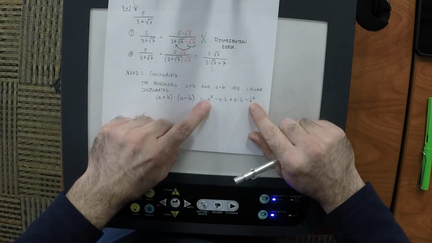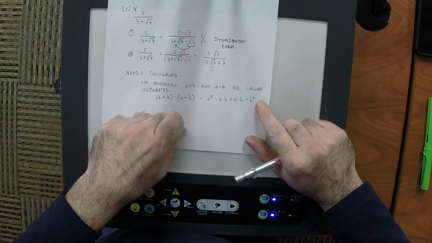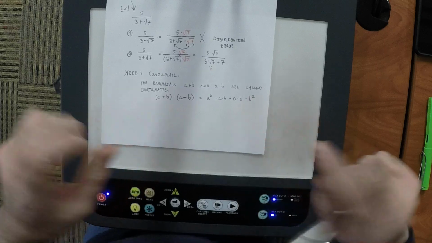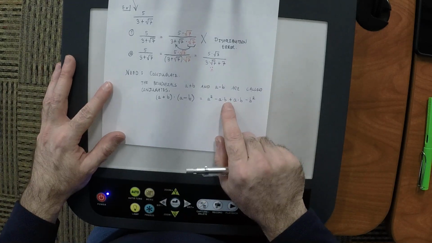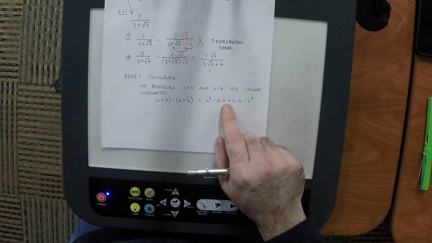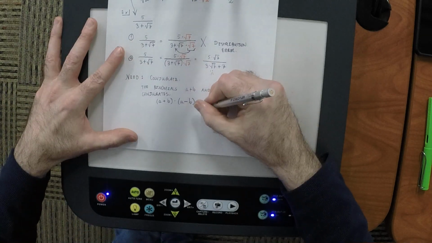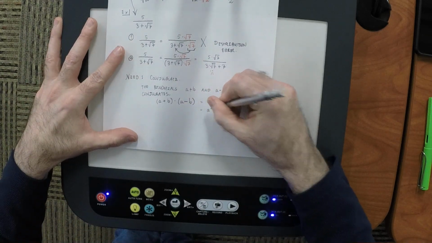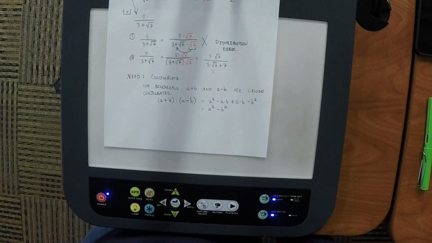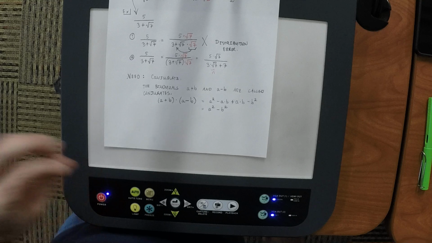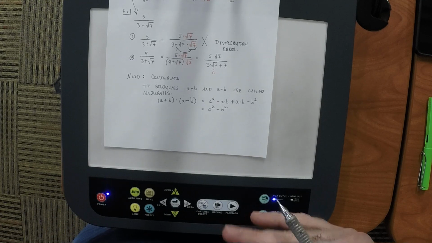Now, what I'd like for you to observe is that in FOIL, there's these 4 terms. The F and the L term are called pure in the sense that this one only has A and this one only B. And the ones in the middle are called mixed in the sense that they have A's and B's. And do you observe that as for the mixed terms, when you simplify, they're gone? They cancel each other. So A squared minus B squared. That's interesting. So anytime you multiply 2 conjugates, there are no mixed terms. They poof, they vanish.